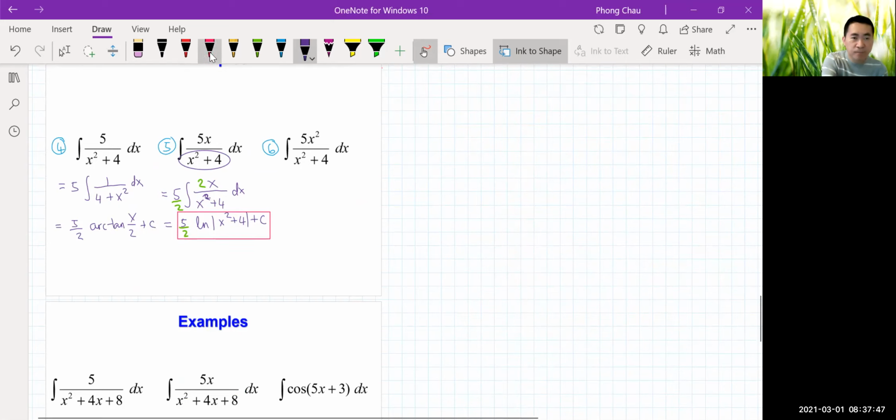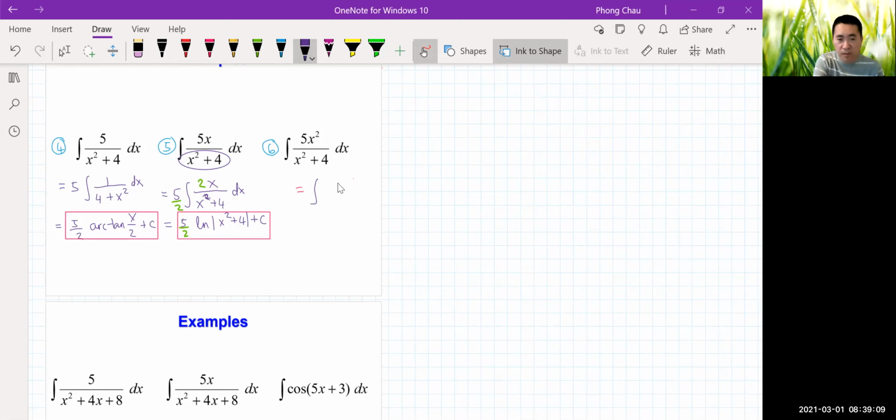When the degree of the top and bottom is the same, you can try to make it work by rewriting it this way. Basically, I do the long division. We're going to go over that in the next sections, I think 2 or 3 sections. But for now, what I'm going to do is add 4, so instead of x squared plus 4, you see that 5x squared plus 20, basically add 20 and then subtract 20.